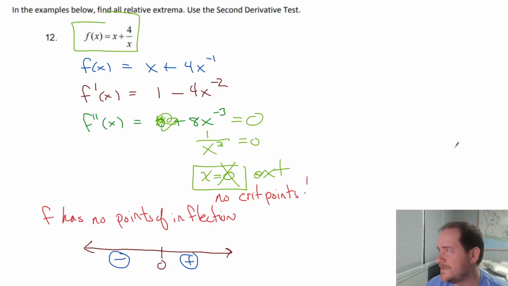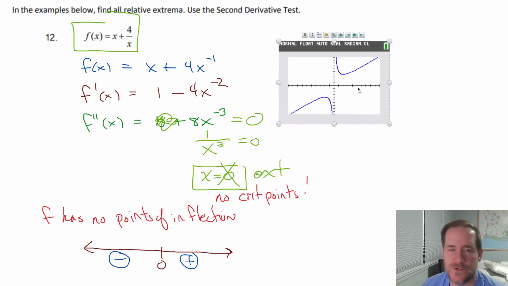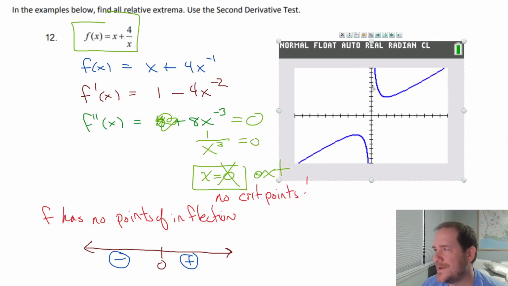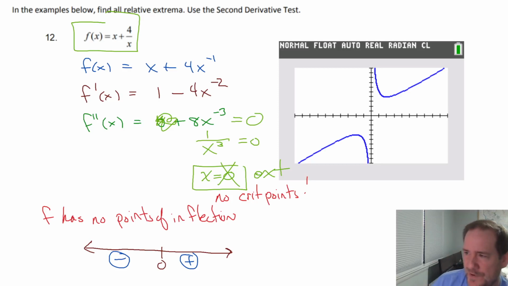So why isn't 0 a point of inflection then? Well, take a look at the graph. Picture's worth 1,000 words. It's because the graph has an asymptote there. So it's not a point of inflection, even though the graph changes concavity to the left and right of that asymptote. But you can't say it's a point of inflection because it isn't. So this question's a little more interesting than maybe we thought.